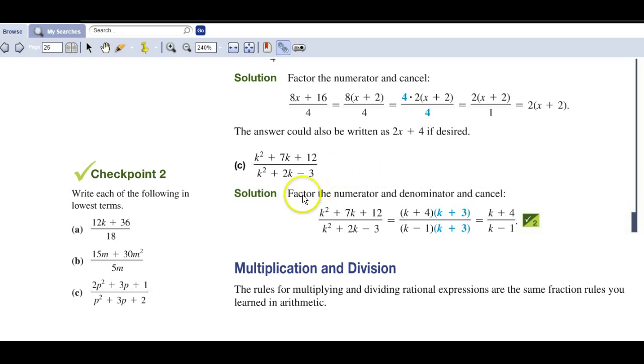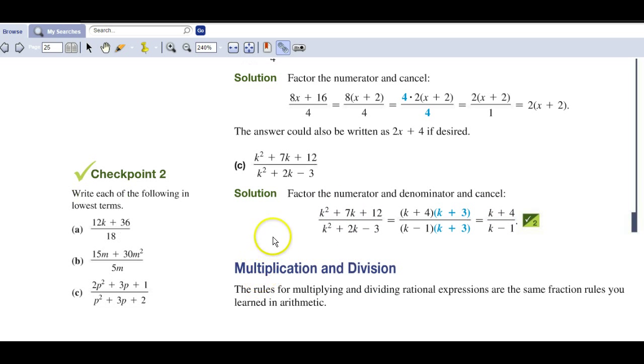Now in letter C, it gets a little more challenging because now we have a trinomial divided by a trinomial, and they want us to simplify. So we have to factor the top, factor the bottom, and you have to check your work. And then now these factors, k plus 3, factor out, and it leaves us with this.